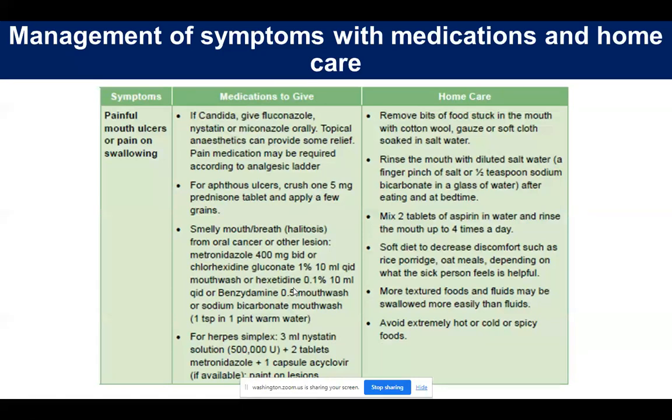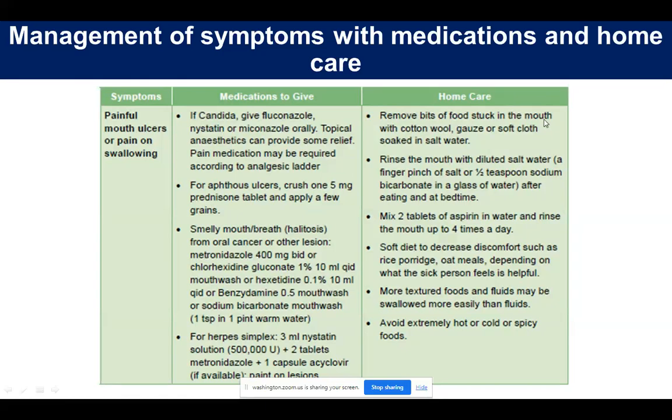In this case, if candida is there, give fluconazole, nystatin, miconazole. Topical anesthetics can be given for pain relief. For aphthous ulcer, crush one 5-milligram prednisolone tablet into small powder and apply a few grains on the tongue. For smelly mouth breath, halitosis from oral cancer or other lesion, metronidazole 400 mg and chlorhexidine gargles can be given. Betadine gargles can be given. For herpes simplex, 3 ml nystatin solution plus 2 tablets of metronidazole, 1 capsule of acyclovir can be given, or paint on lesions.